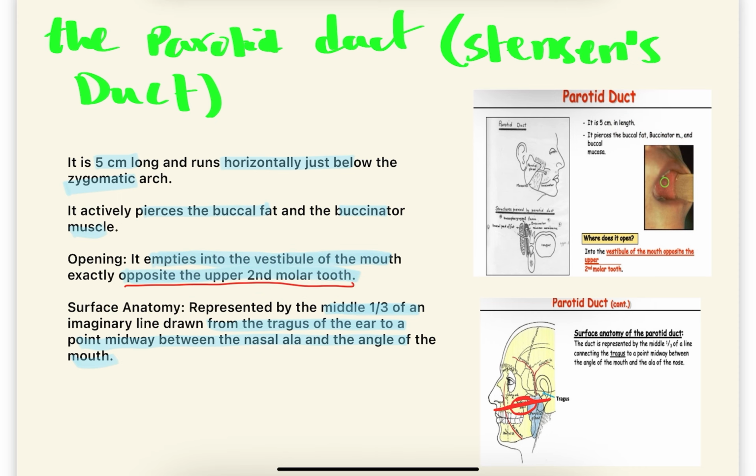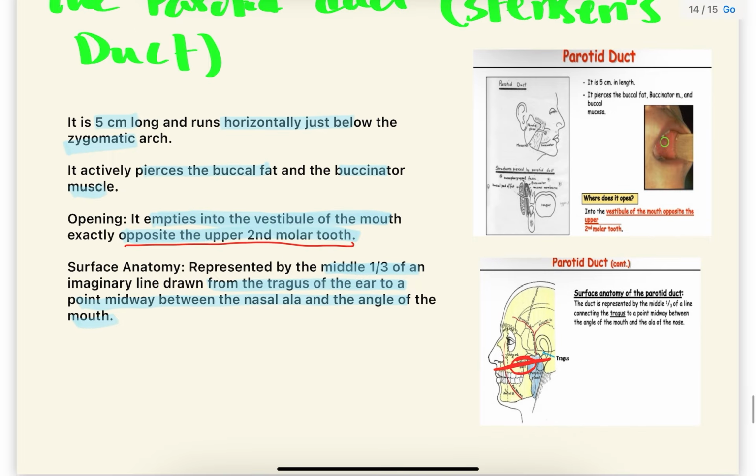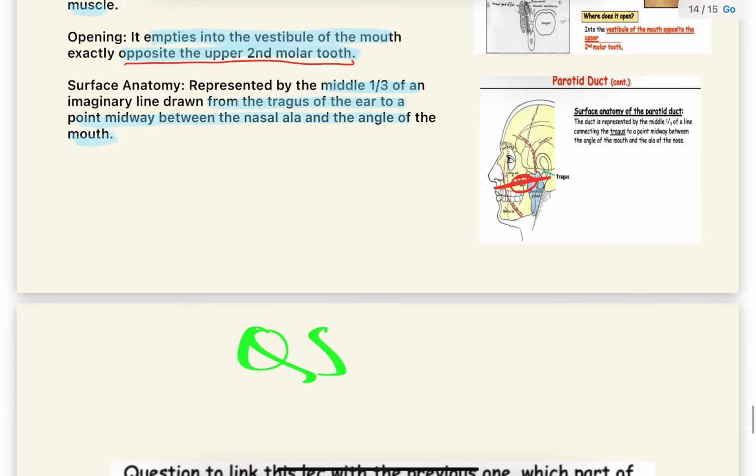Now, how can we draw a line, for example, and know the exact location? So we can take the area from the tragus of the ear and draw a line which will be midway between the ala nasi of the nose and the angle of the mouth. So it will be in the middle third of this line. It will be approximately in this area. We call it the surface anatomy of it.